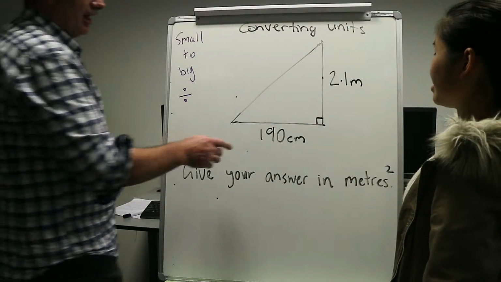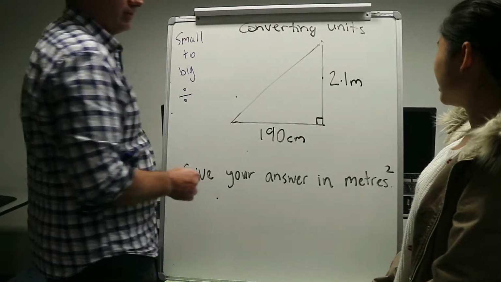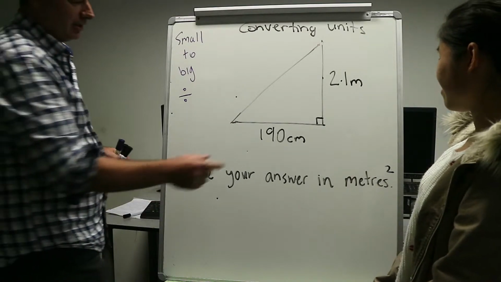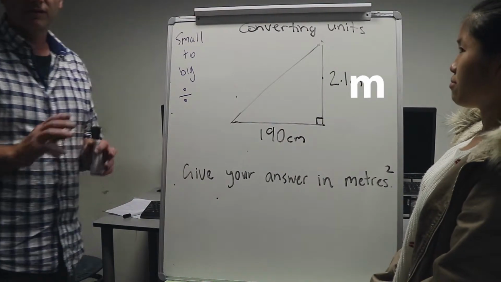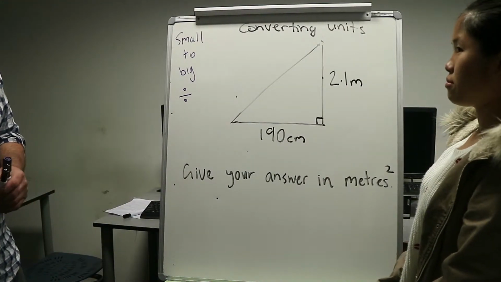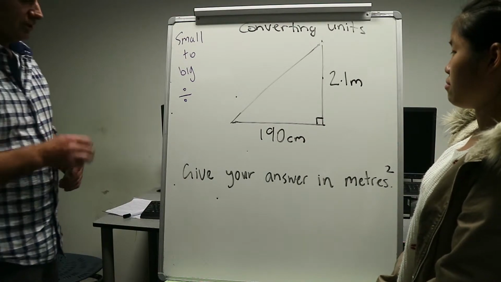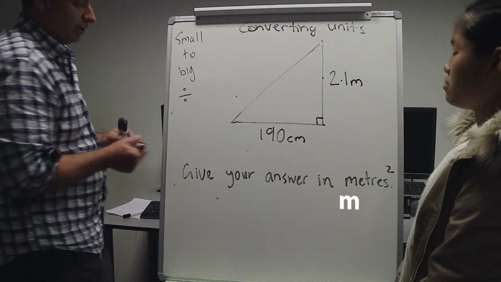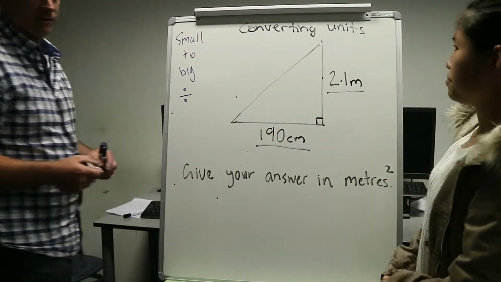We have 190 centimetres for our base and 2.1 metres for the height. Notice the problem. One is in centimetres, the other is in metres. They're different units, so you can't just multiply them together. You need to convert. Read the question. The question says, give your answer in metres. So we want this one to stay the same, and this one has to be converted.